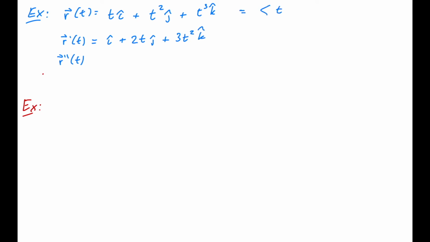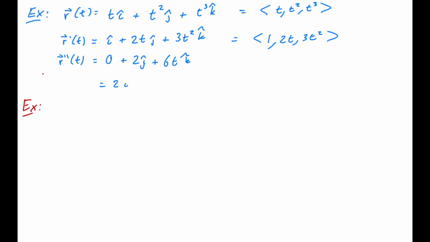If you find it easier, we do not have a preference over how you write it. You should not get worried about seeing it either way. You need to be comfortable translating back and forth, but if it's easier for you, always feel free to change between notations. And so then what's the second derivative? Well, this will go to 0, this will go to 2, and this will go to 6t. Which is, of course, just 2j plus 6t k.